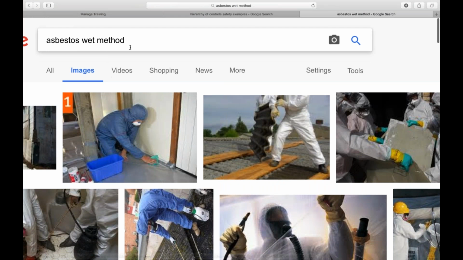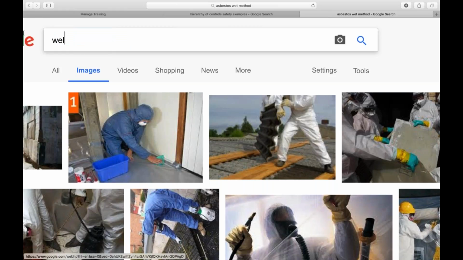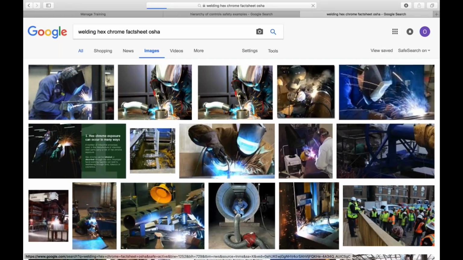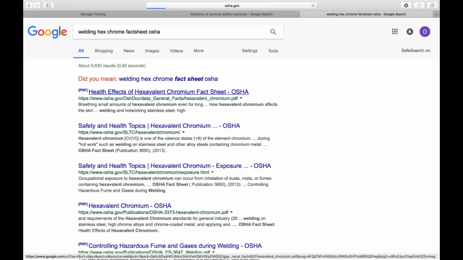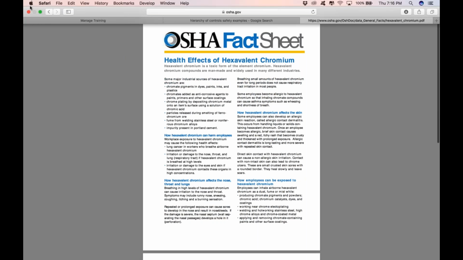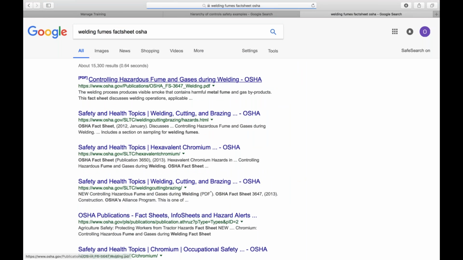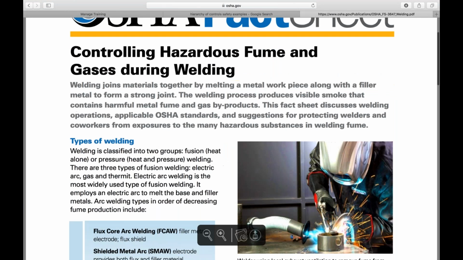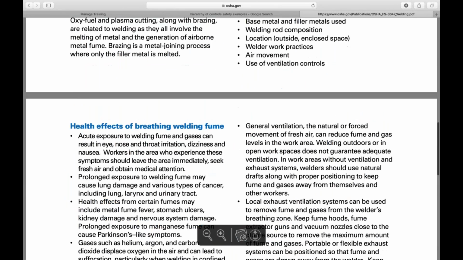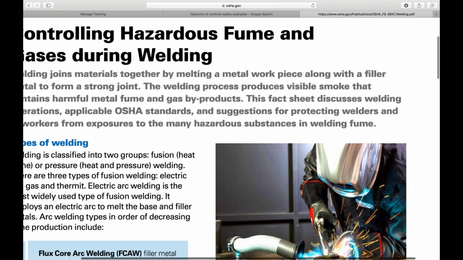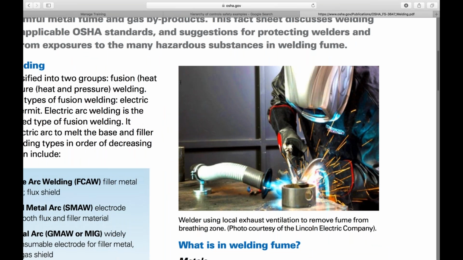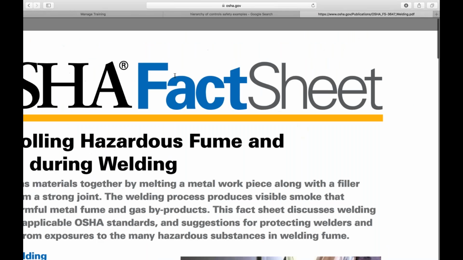So let's use another example now, and let's use welding. Let's use hex chrome. These are just some forms that I know where they are, so I just want to find them really quickly. Let's see, welding fumes. Let's do welding fumes. Okay, so here's an example of an employee welding. Actually, I want to use one with ventilation.